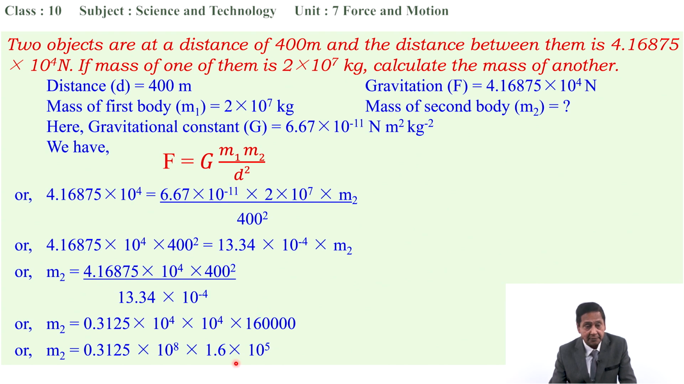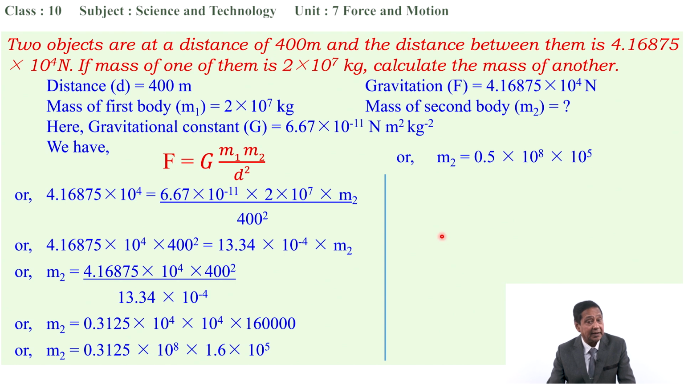Now, 1.6 multiplied by 0.3125 gives what? It gives 0.5. Now 10 to the power 8 and 10 to the power 5 are still there. Now the final number is 0.5. Why should we keep it as a point number? It can be converted into a whole number also.